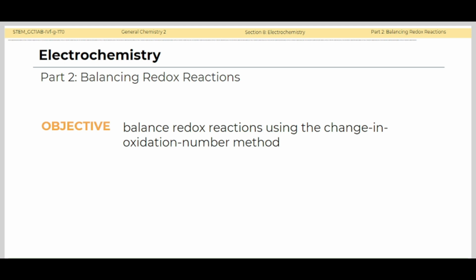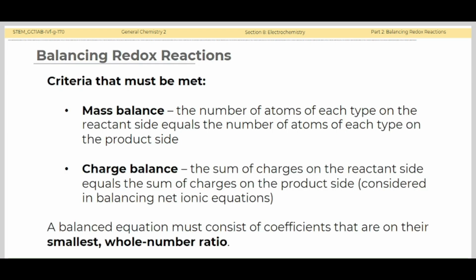In this lesson, we will balance redox reactions using the change in oxidation number method. In balancing redox reactions, there are two criteria that must be met: mass balance and charge balance. In mass balance, the number of atoms of each type on the reactant side equals the number of atoms of each type on the product side. In charge balance, the sum of charges on the reactant side equals the sum of charges on the product side.